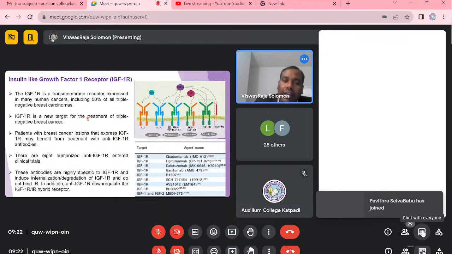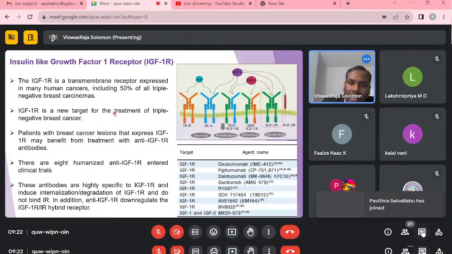There are 8 anti-IGF-1R antibodies that have entered clinical trials. Based on this, we have selected cixutumumab as our antibody agent. These antibodies have high specificity to the IGF-1 receptor, and it internalizes and degrades the IGF-1 receptors and does not bind to the insulin receptor. Also, it downregulates IGF-1R and the insulin receptor. That's why it decreases cancer progression.